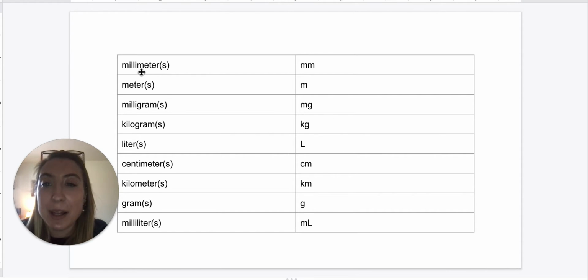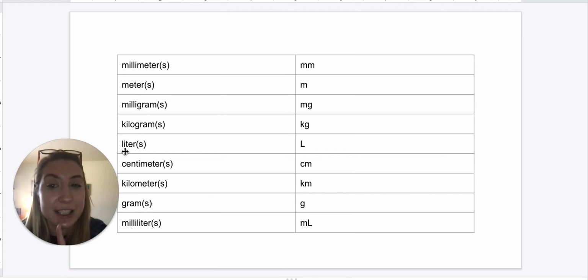So when we see millimeter or millimeters, it's just mm. So it's like the M for milli and then the M for meters. And then when we just have meter or meters, we just have an M. And then when we have milligram or milligrams, M for milli and then G for grams. So that's kind of a helpful way to look at it. Kilogram or kilograms, K for kilo, and then G for gram, so it'd be kg.